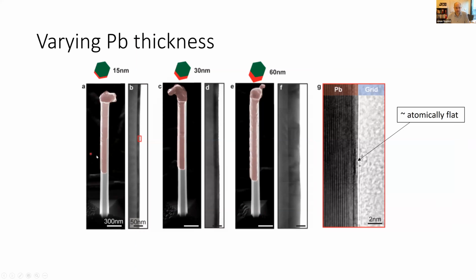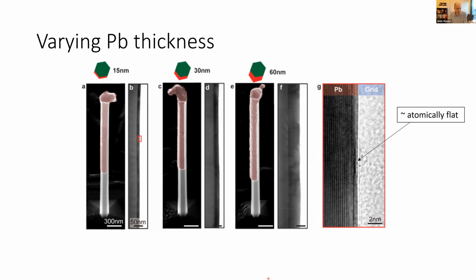I showed a 10 nanometer coating, in this case it's 15, and 30 nanometers work nicely as well. The surface seems to be almost atomically flat, unless we go to extreme layers above 50 nanometers, then we get a more bulky structure. How about transport?